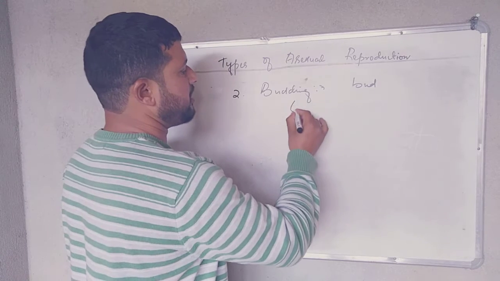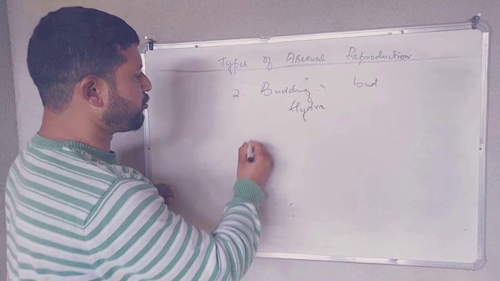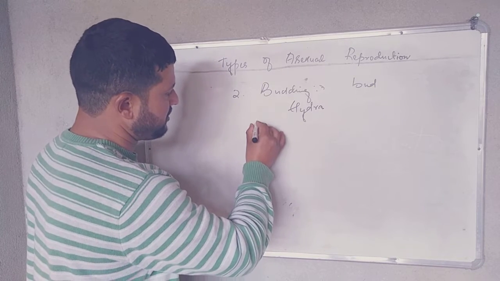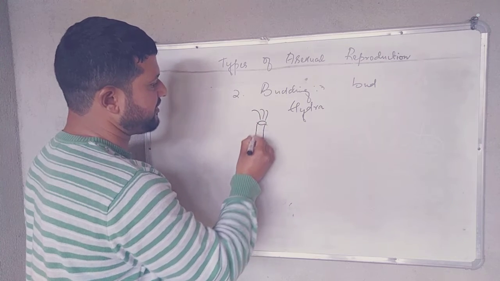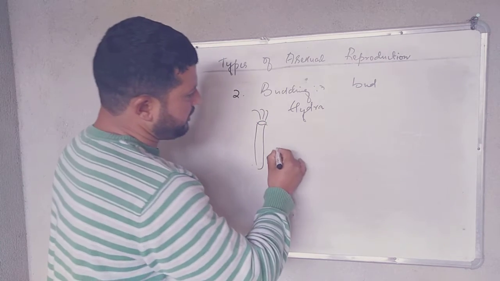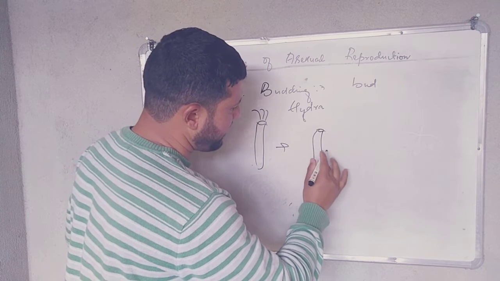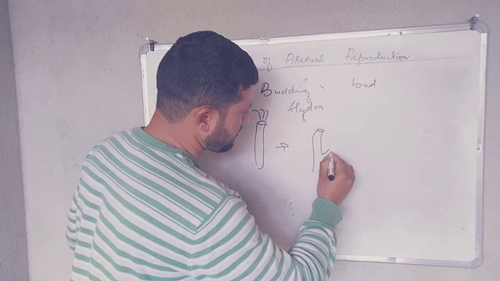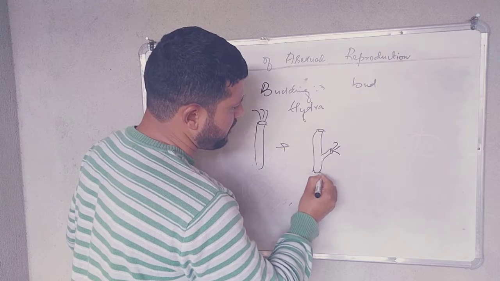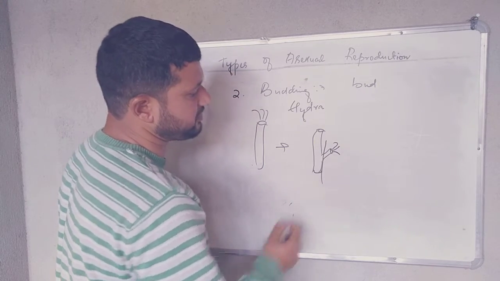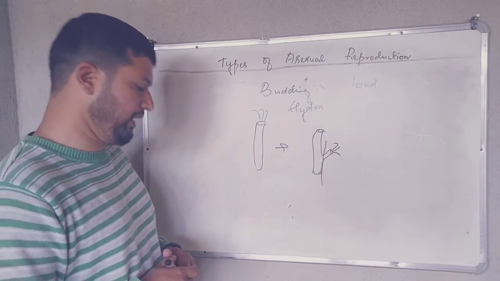For example, in case of Hydra, a simple multicellular organism, this is the mouth of Hydra, and it bears tentacles. It develops a small outgrowth called the bud. This bud grows into the new individual or new Hydra. It then detaches from the parent body and grows as an individual organism.